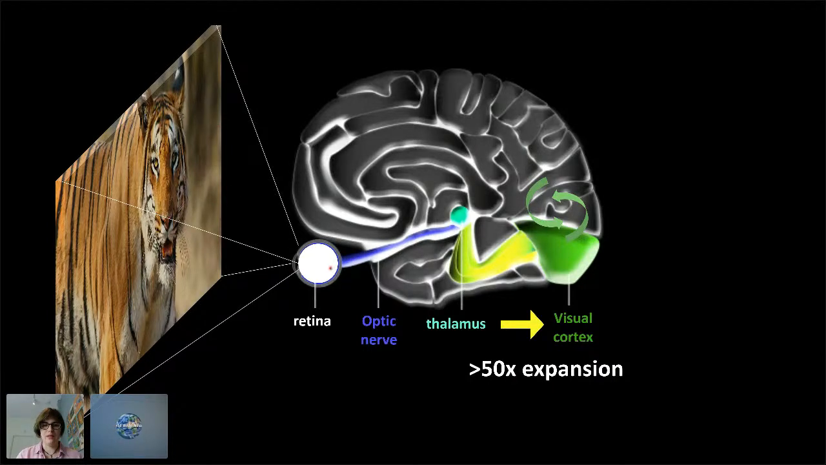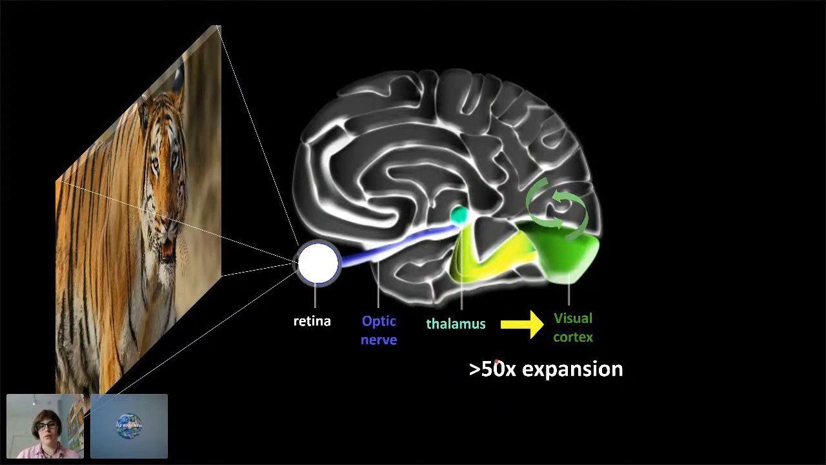And then the filtered image gets sent to the thalamus, and then from the thalamus to the visual cortex, there's this expansion of the signal. So there's at least 50 times more neurons in visual cortex than there are in thalamus. And there's two potential explanations for why this expansion might take place.